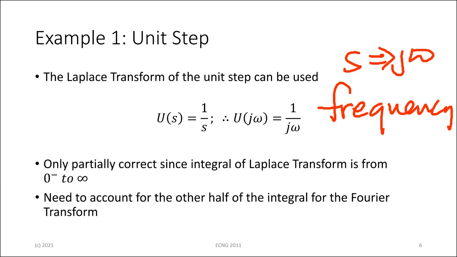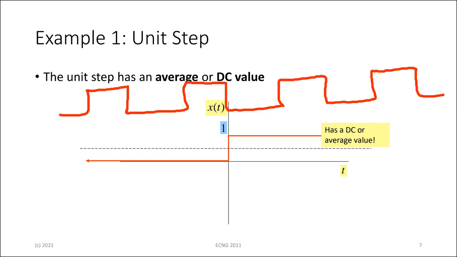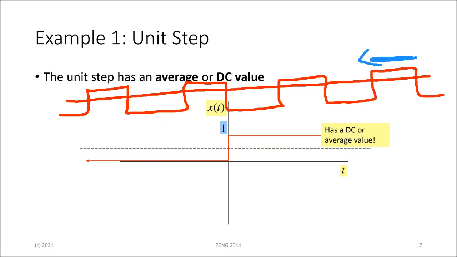So we are partially correct. Part of the answer is 1 over j omega. So you're all right there. But we need to account for another bit of the answer here. The unit step has a DC value. You remember when we looked at the Fourier series and we had these pulses yesterday, we saw that there's an average value, and that the average value depended on the duty cycle. The wider the duty cycle, the higher the DC value was. The smaller, of course, it dropped.